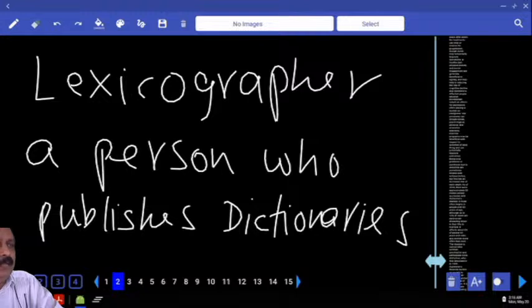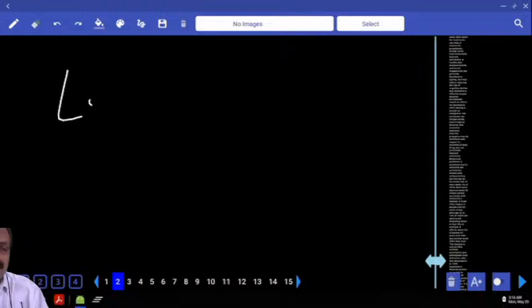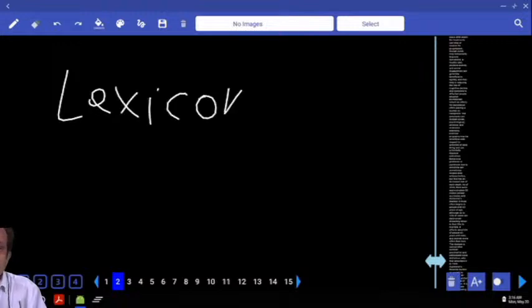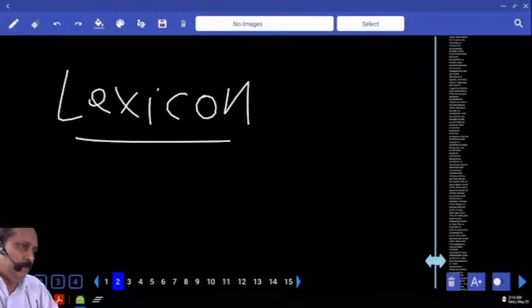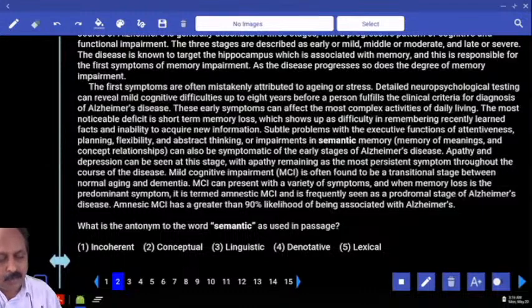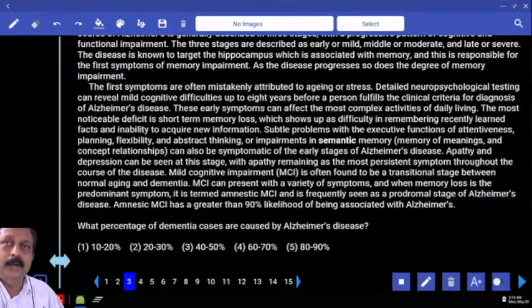You all know the word dictionary. It has another word. Write that word. Lexicon. Lexicon means what? A dictionary. But generally we don't use that word. Do we? No. Have we done with that question? Question number 3. What percentage of dementia cases are caused by Alzheimer's disease? What is the percentage? 60 to 70%. Explicit information, easy to answer.